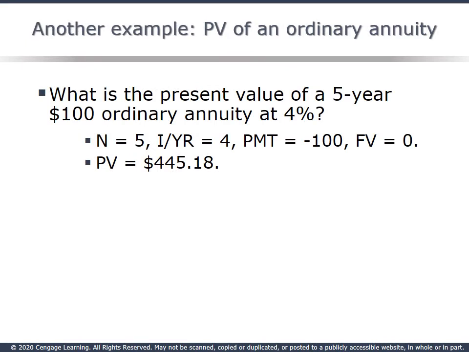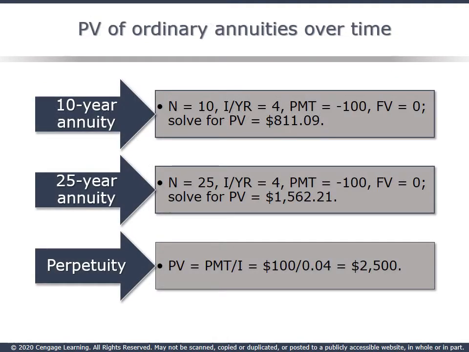Here's another example where we have our $100 ordinary annuity still at 4%, but we're going to expect a $100 payment every year for 5 years. What is that worth today? So the only thing that has changed is N. Now it's 5 instead of 3. The present value is $445.18.